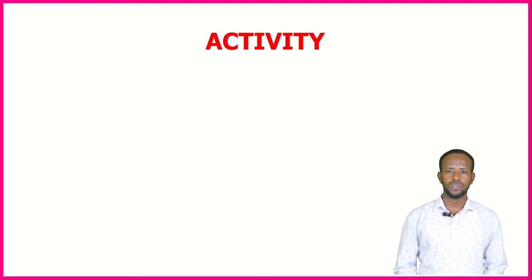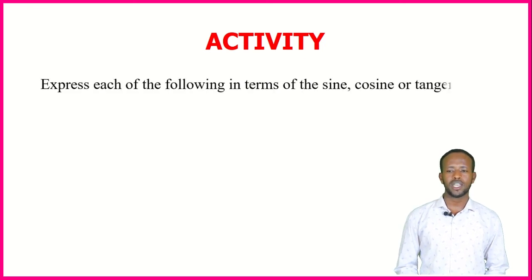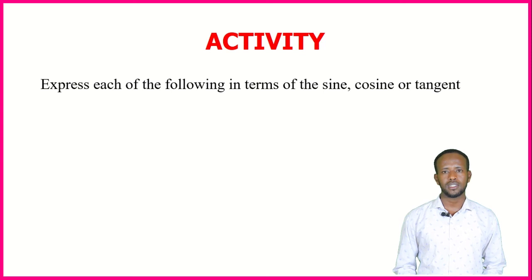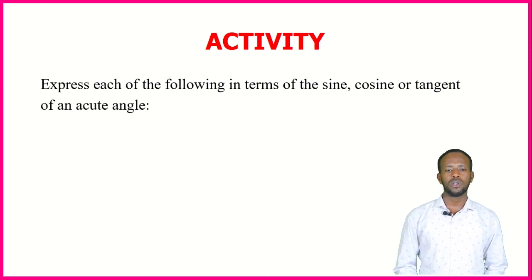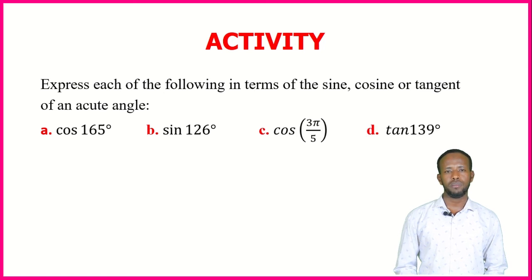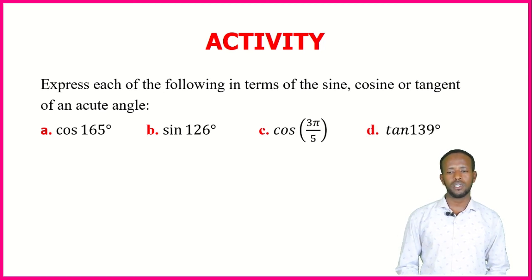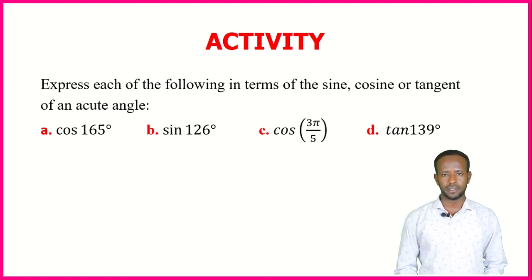Okay, now this is your turn. Try to do it the way you can. Express each of the following in terms of sine, cosine, or tangent of an acute angle. A, cos of 165 degrees. B, sine of 126 degrees. C, cos of 3 pi over 5. And D, tan of 139 degrees. Try, you have 3 minutes.